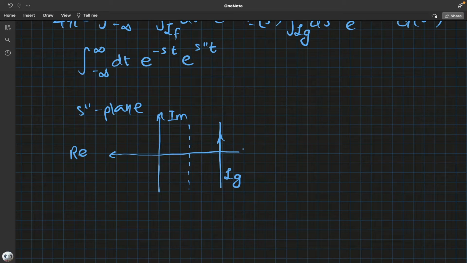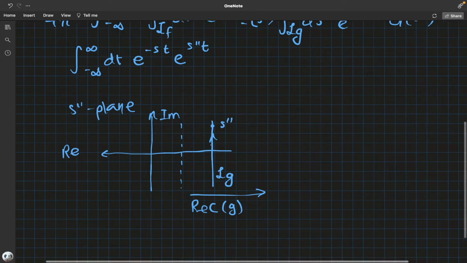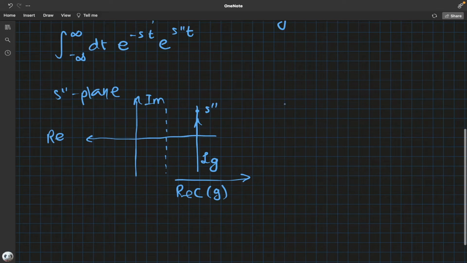You can move it anywhere till infinity on the right side, but you can't really move it beyond this on the left side. So region of convergence of G is literally from this line till infinity. So S double prime, or whatever we're going to use for integration, is going to be a point on this line.